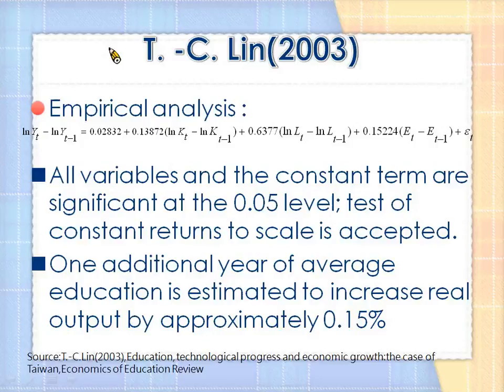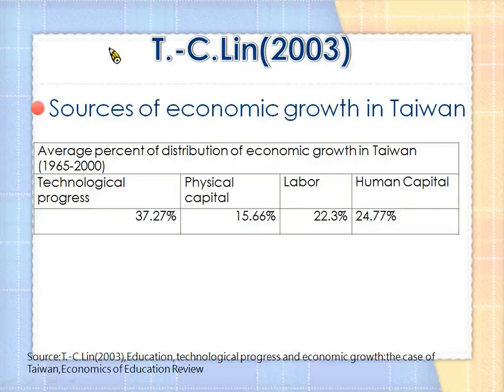One additional year of average education is estimated to increase real output by approximately 0.15%. Here E is the years of education. So increasing one additional year of education will increase the output growth by 0.15%. Okay, this is the result from this analysis.